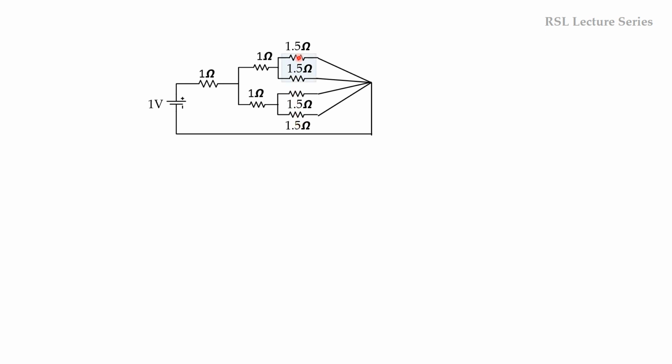So now these two resistors are connected again in parallel, and similarly these two are connected in parallel, because both the ends are connected together, this end as well as this end. So again we can simplify them using the same formula, R1 into R2 divided by R1 plus R2. So 1.5 into 1.5 divided by 1.5 plus 1.5 is equal to 0.75. So these two resistors are converted into a single equivalent of 0.75 ohm.